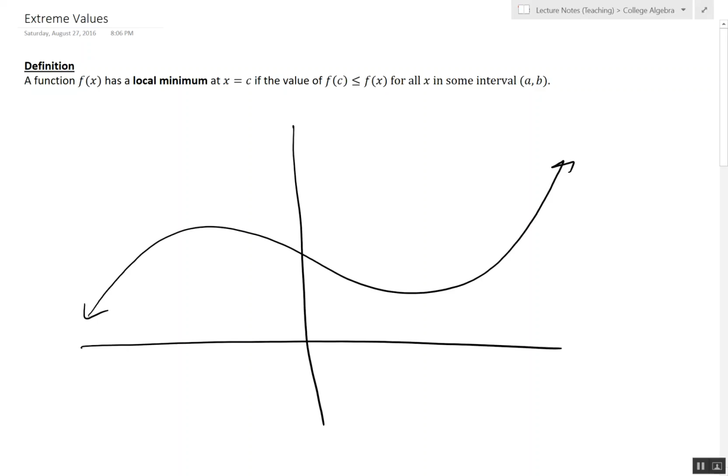Hi everyone and welcome to the video on extreme values. This is a topic that comes up very much in mathematics, has a lot of applications, and this is going to be your first introduction to this topic.